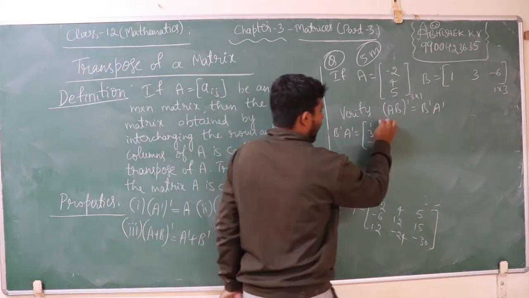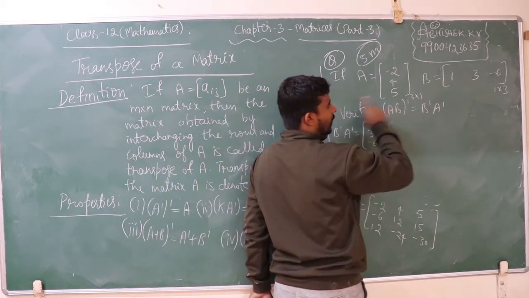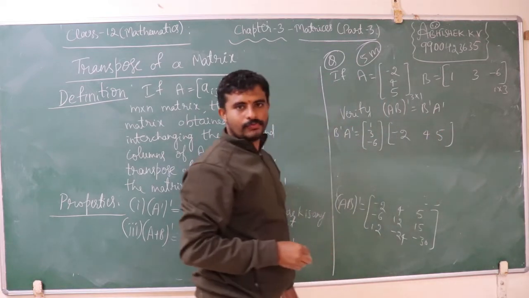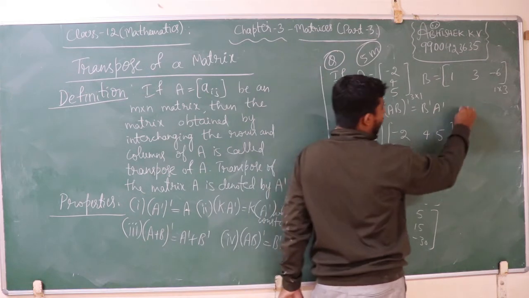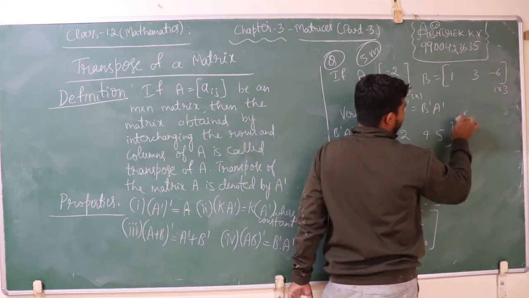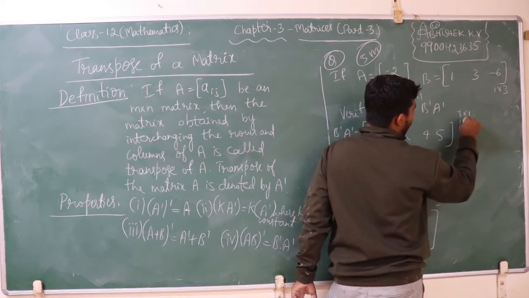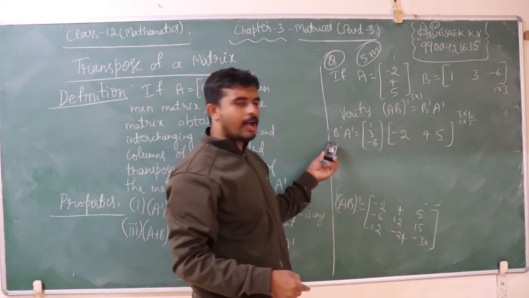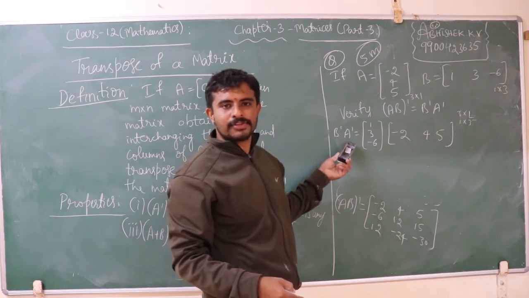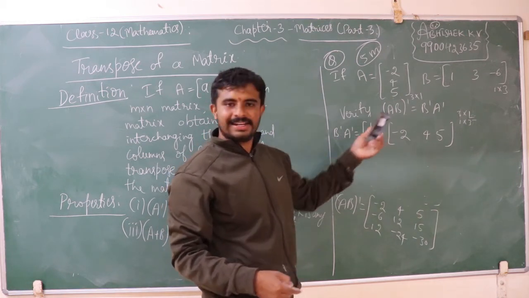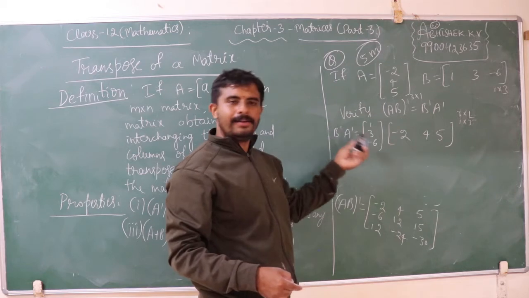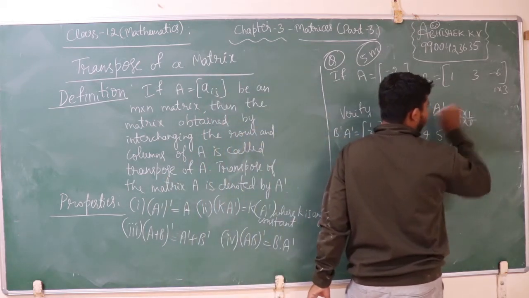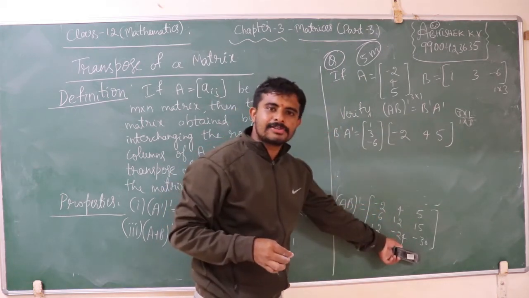Is it clear? Then A transpose. First column becomes first row: -2, 4, 5. Again, this has order 3 by 1. This has order 1 by 3. Number of columns is equal to number of rows. That is, number of columns of matrix B dash is equal to number of rows of matrix A dash. Therefore, we are eligible to apply multiplication for these two. Therefore, the final matrix is also of order 3 by 3.